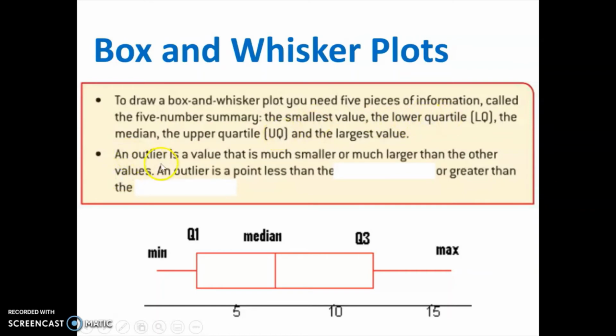All right, an outlier is a value that is much smaller or much larger than the other values. We'll take a look at outliers in a moment, but an outlier is a point less than, if you take 1.5 times the IQR and subtract it from Q1, or greater than if you take 1.5 times the IQR and add it to Q3. That is where you find the outliers. All that will be explained very soon. But for now, again, this is a box plot: min, max, Q1, Q3, median here.